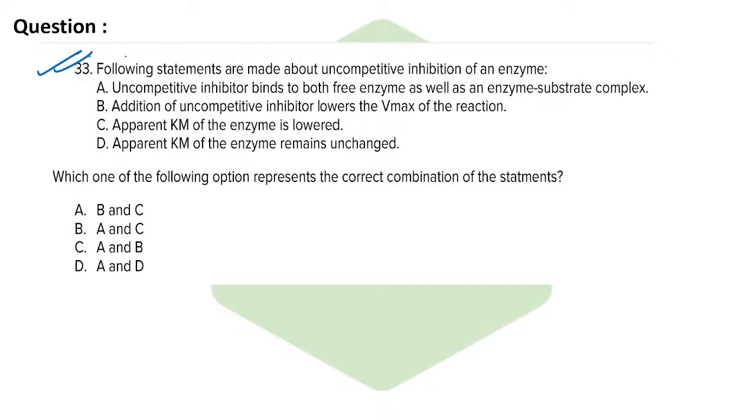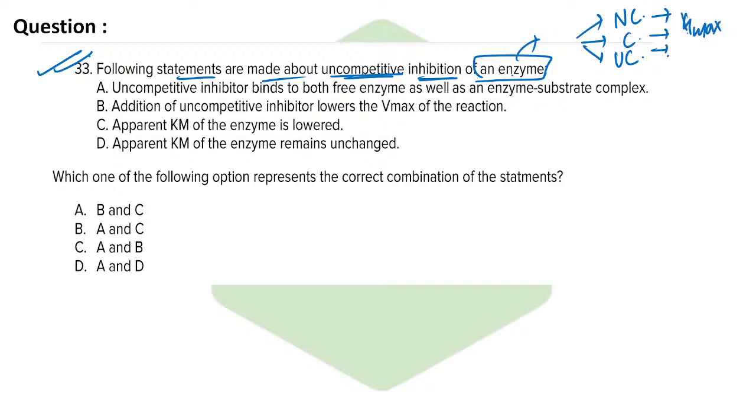Correct answer. Next question. Following statements are made about uncompetitive inhibition of the enzyme. When we learn about enzyme kinetics, you have three major types. You have non-competitive, competitive, and uncompetitive. In each of the three scenarios, there's a change in Km and Vmax in a specified manner. Same question is asked over here. First option is in the uncompetitive, the inhibitor is binding to both the free enzyme as well as the enzyme substrate complex.